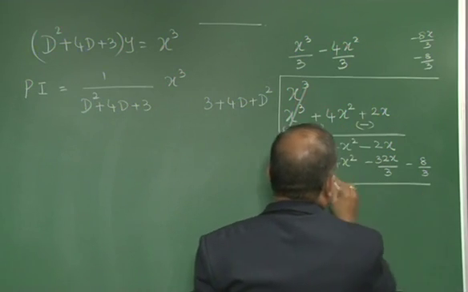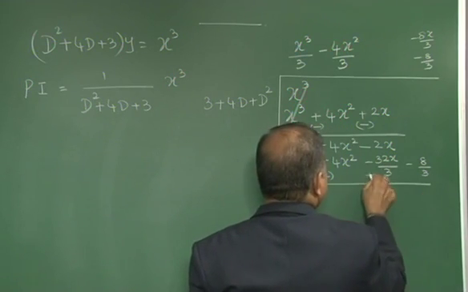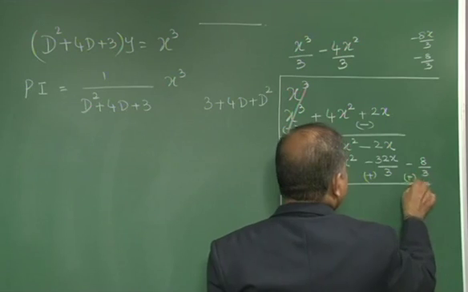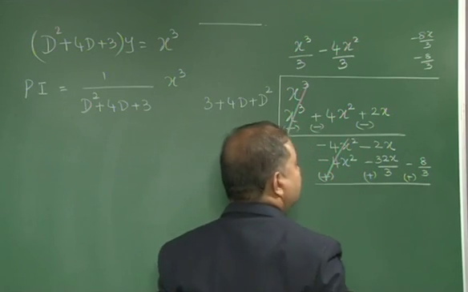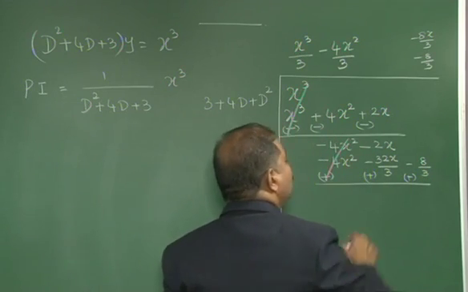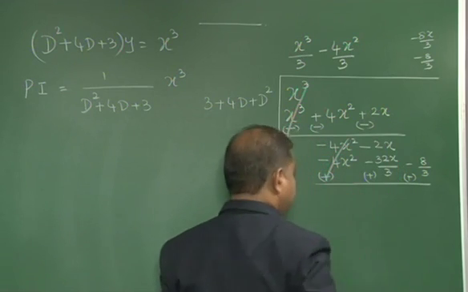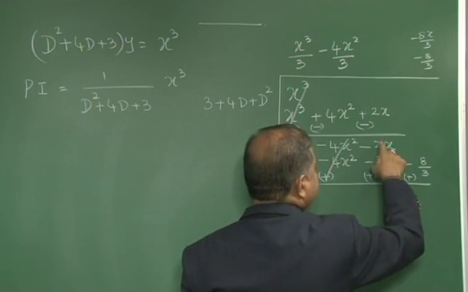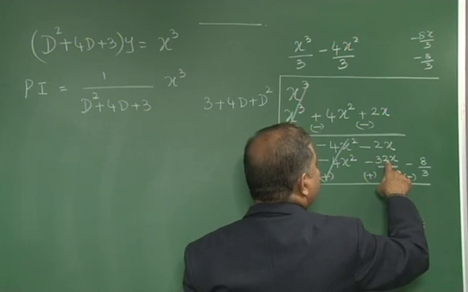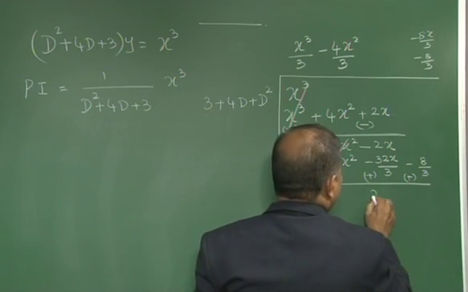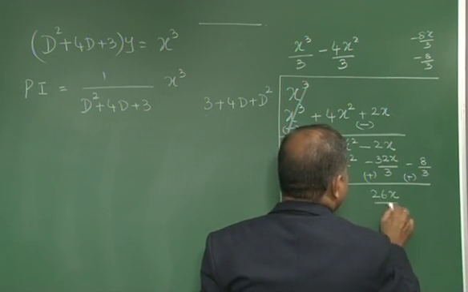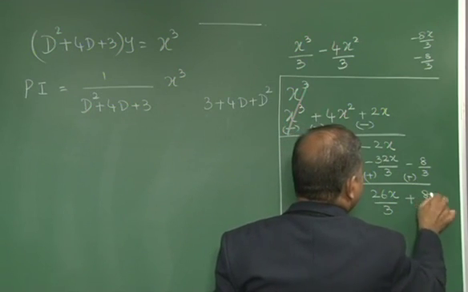So if I take the sign change, this gets cancelled. So 32 minus 6. Here 3 twos are, it will become 6. It is 32, so it will become 26. 26x by 3 plus 8 by 3.